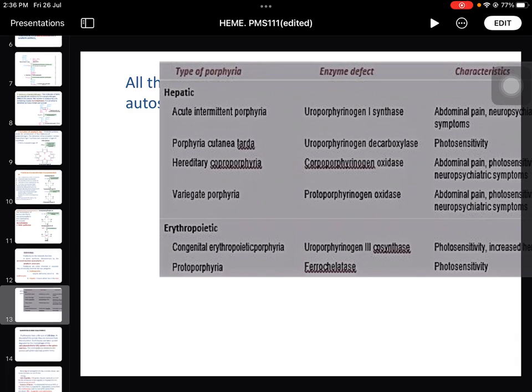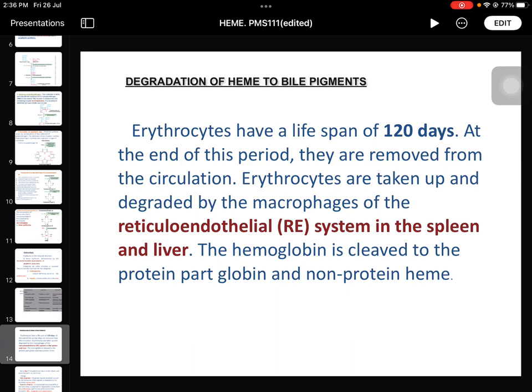photosensitivity. Now we have to discuss how the synthesized heme is degraded, that is otherwise what we call the catabolism of hemoglobin, heme. The end products of heme degradation are so-called bile pigments.